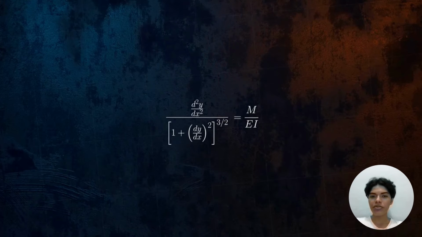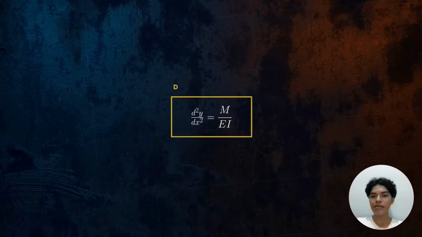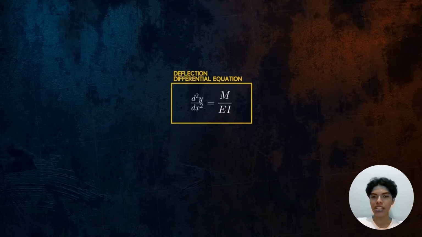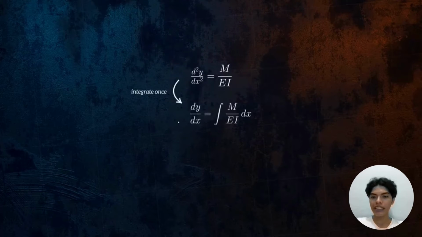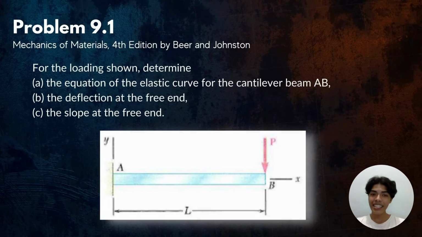Since we're limiting ourselves to elastic deformation and assuming that the slope of the elastic curve is small, the dy over dx term will be small. And since it's squared, it will be even smaller. This gives us a much simpler differential equation defining deflection of the beam. All we need to do to get an expression for the deflection along the beam is to integrate the equation twice. This is called the double integration method. It's easiest to understand how the method works using an example.